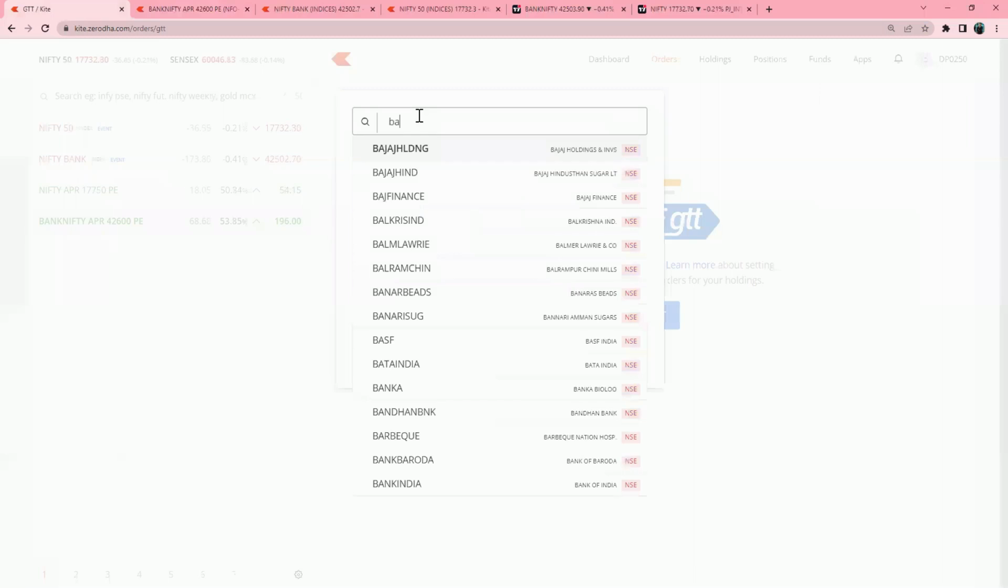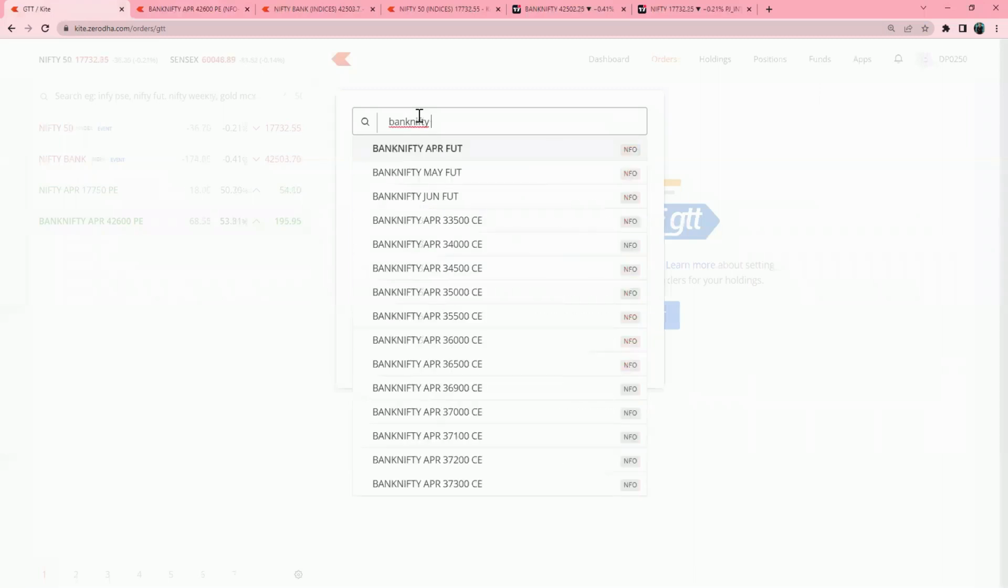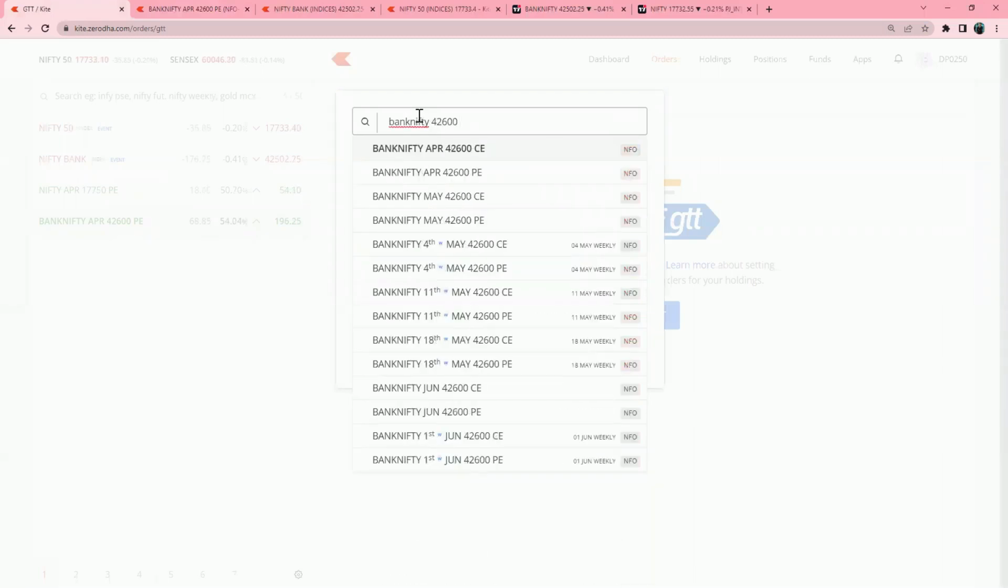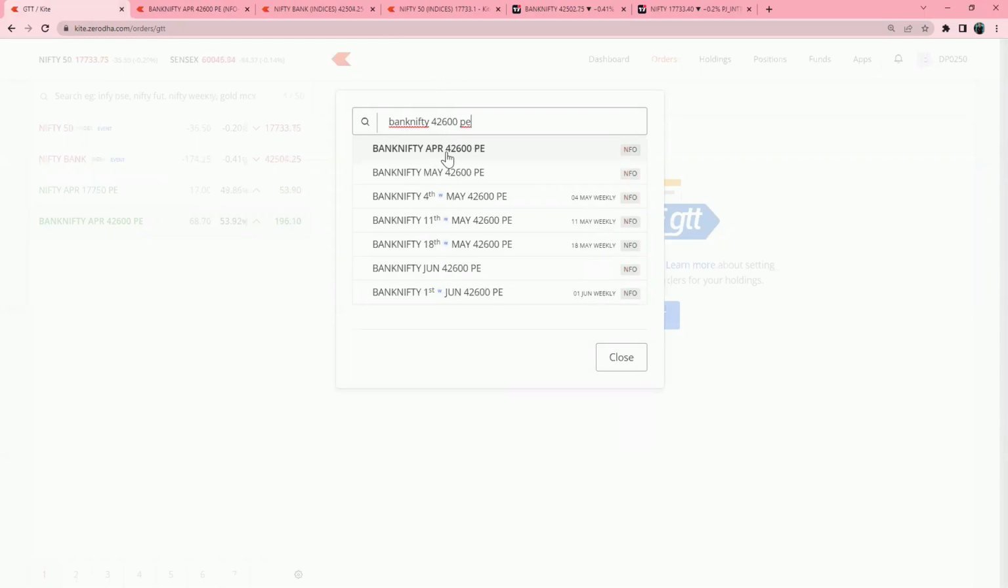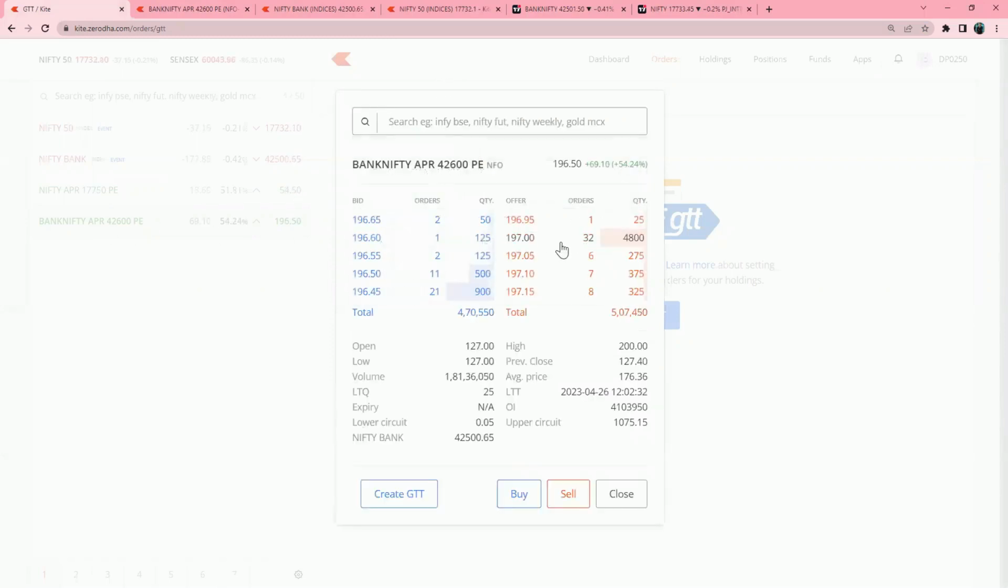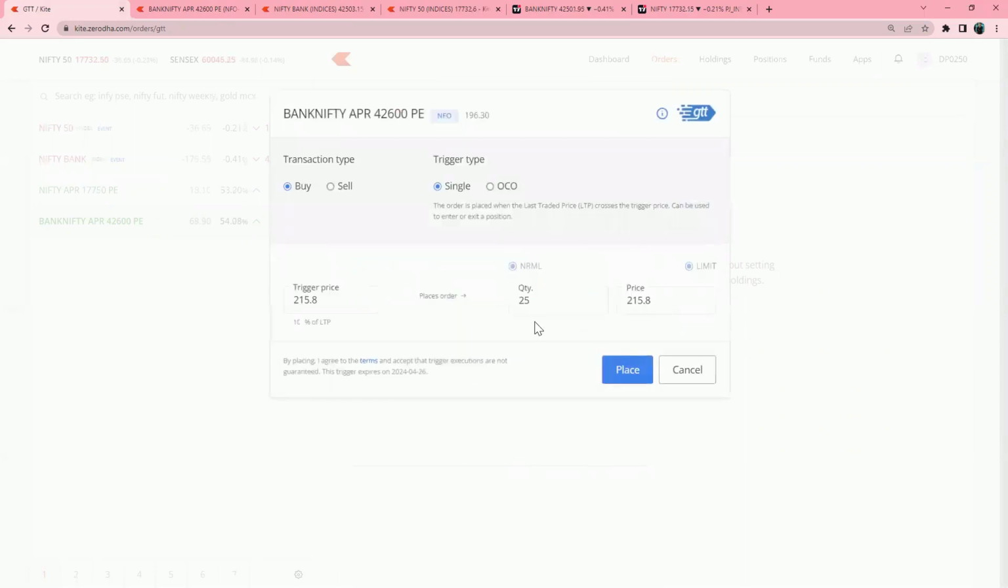So type Bank Nifty 42,600 PE. So yes, March 42,600 PE is what we got here. So adding it, then create a GTT. So click on create GTT.